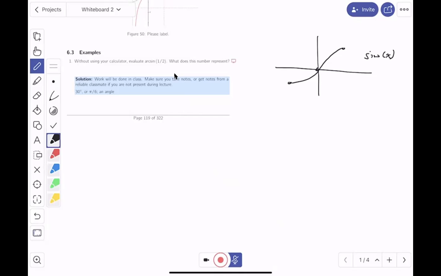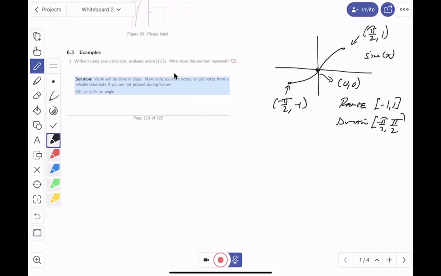And I certainly want to emphasize that we have points over here to concern with. The last point, the ending point, is going to be pi over 2, comma 1. This point over here is 0, 0. And this point over here is going to be minus pi over 2, comma, minus 1. So the range of this is going to be from minus 1 to 1. And the domain of this is going to be from minus pi over 2 to pi over 2. And we're talking about the sine function.